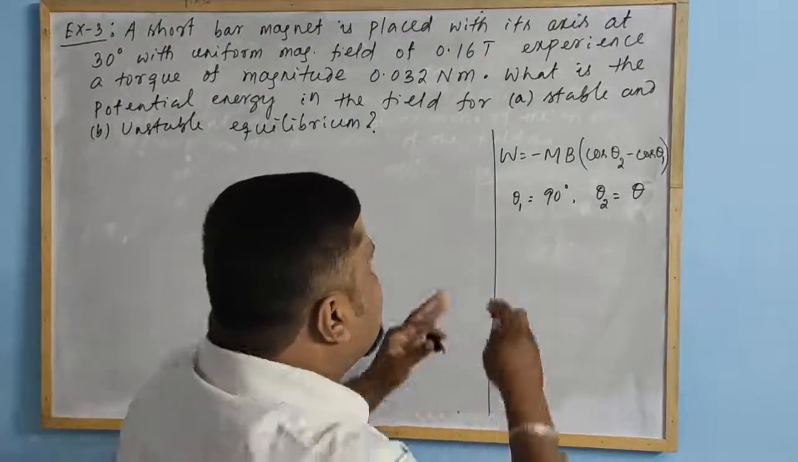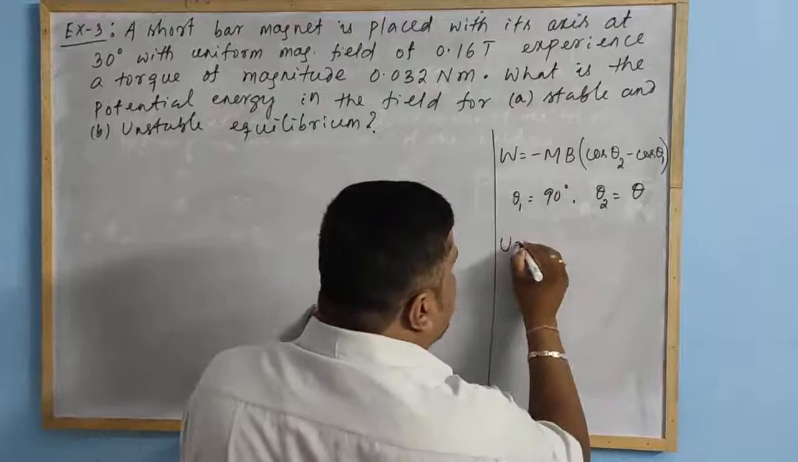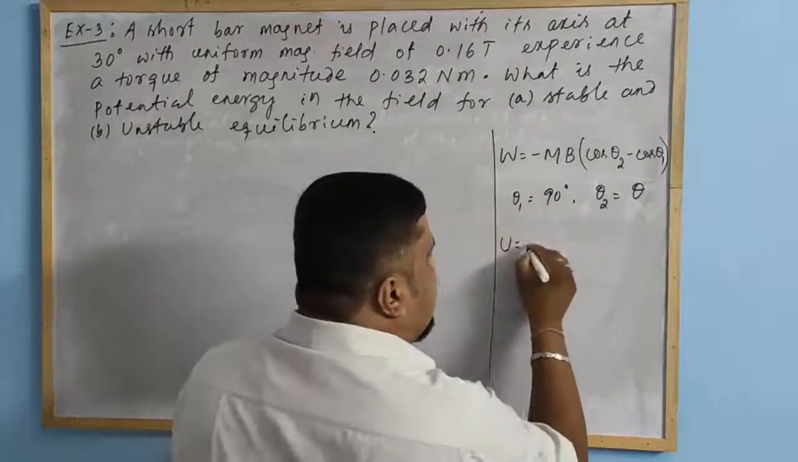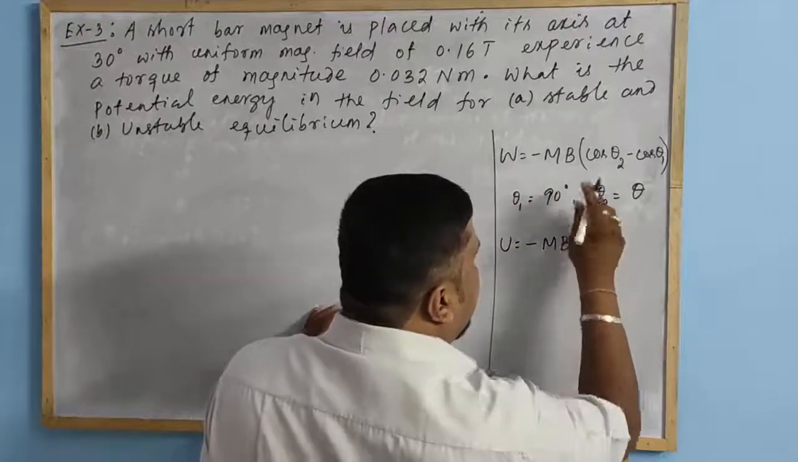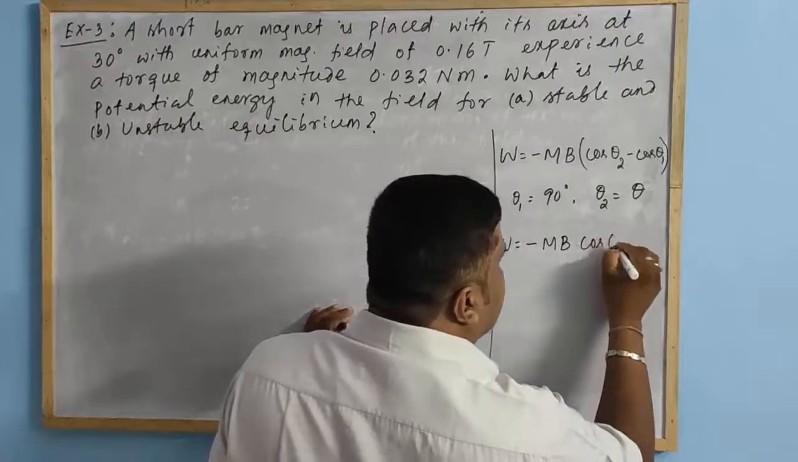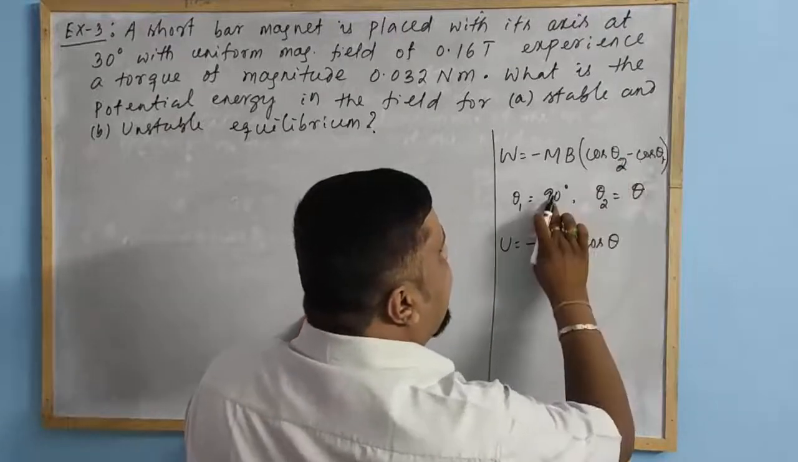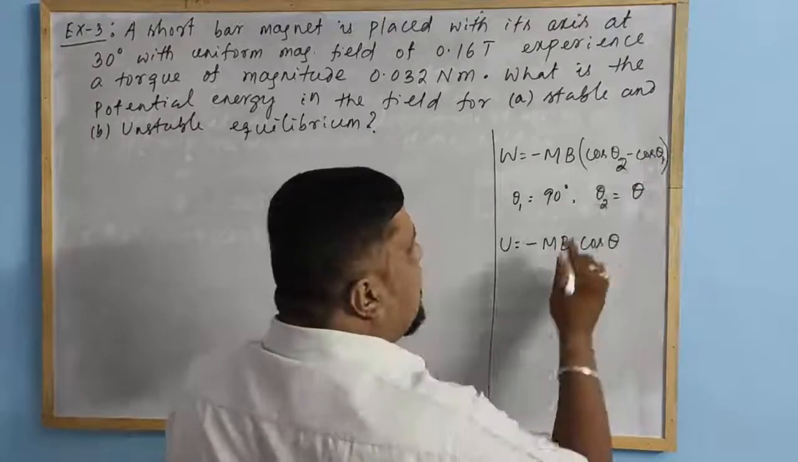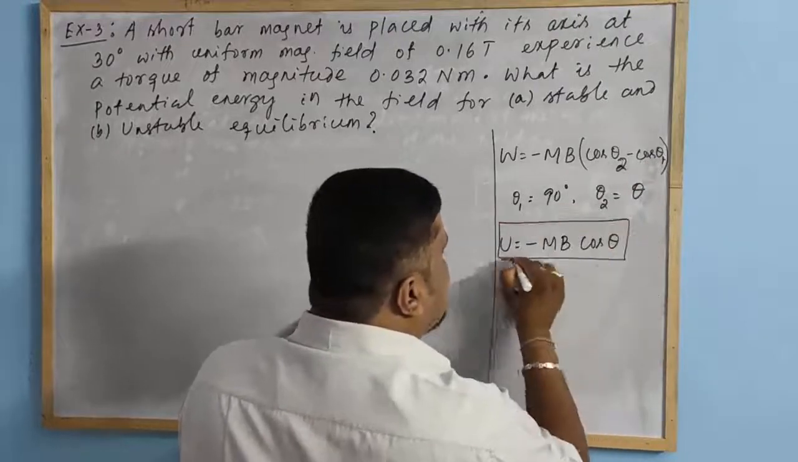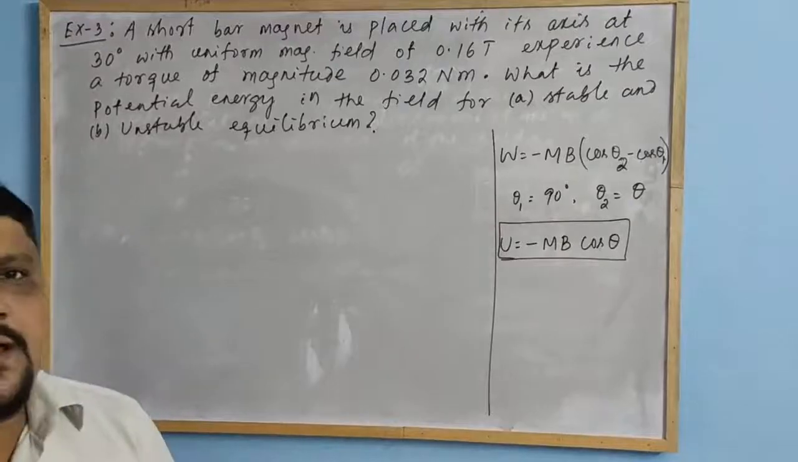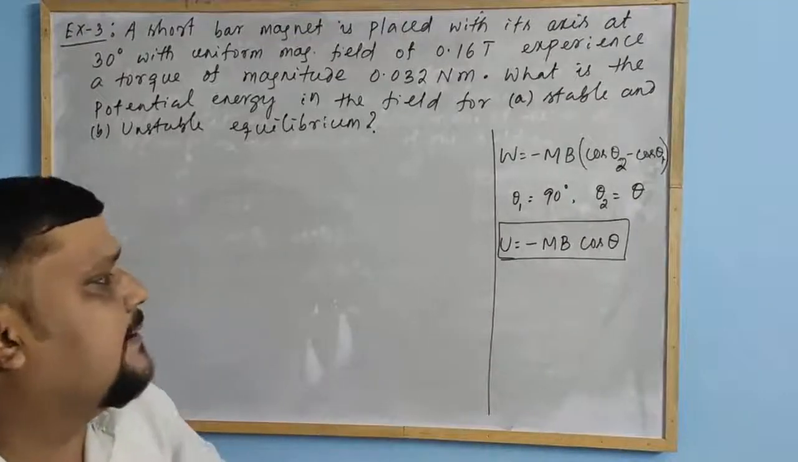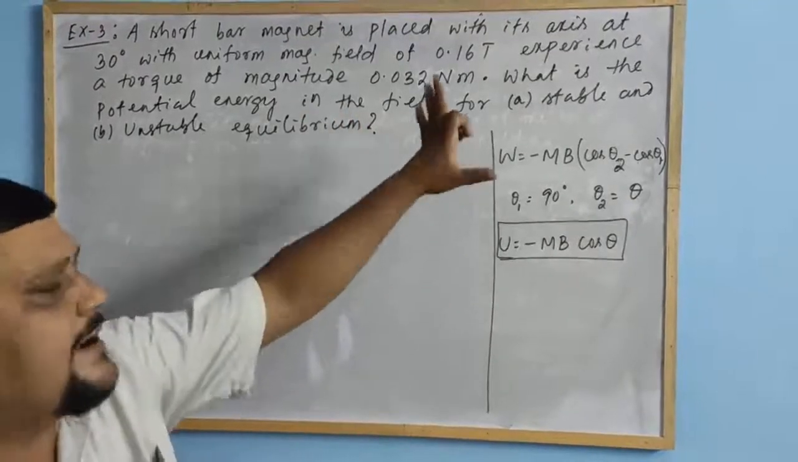So if you put this in, the work done will give you the potential energy, minus mB (cos theta minus cos 90). Cos 90 is equal to 0. So you will get the formula U is equal to minus mB cos theta. This is the formula we will use here for stable and unstable.